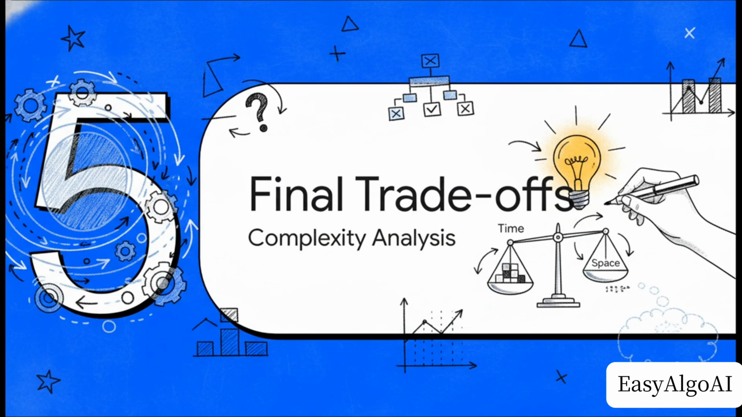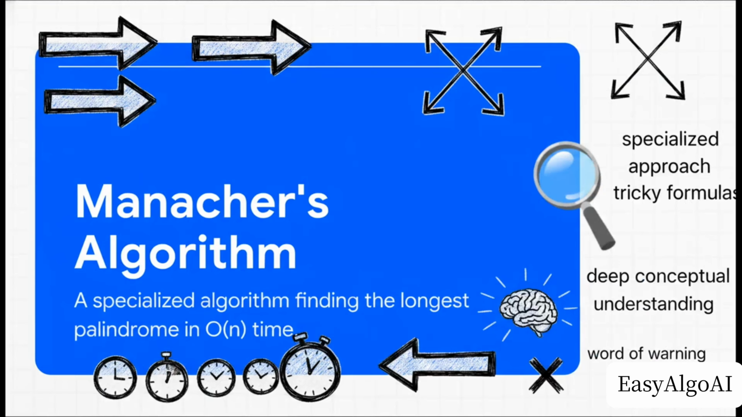Let's look at Section 5, Complexity and Final Trade-offs. As we wrap up this explainer, I do want to share one secret pro trick with you, Manacher's algorithm. It's a highly specialized approach that actually finds the longest palindromic substring in an incredibly fast O(n) time. It uses really clever string manipulation to avoid redundant checks. But a quick word of warning here. While it is literally the ultimate time saver, interviewers vastly prefer the deep conceptual understanding demonstrated by the expansion approach over you just memorizing tricky, specialized formulas. Manacher's is brilliant, for sure, but the expansion technique shows you actually know how to construct algorithms from first principles.